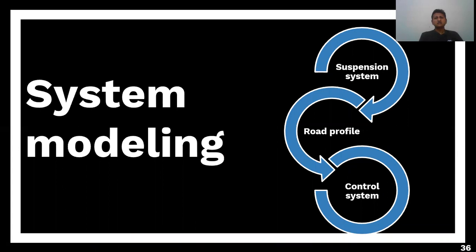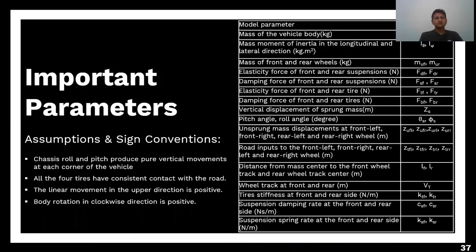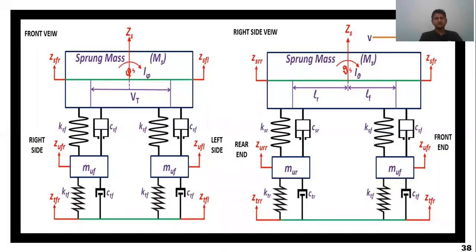First thing is the system modeling. This is the last topic of this first part of this presentation: system design, road profile, and control system modeling. These are some important parameters which will be used in system modeling. Modeling is basically to get a mathematical expression of a physical system.